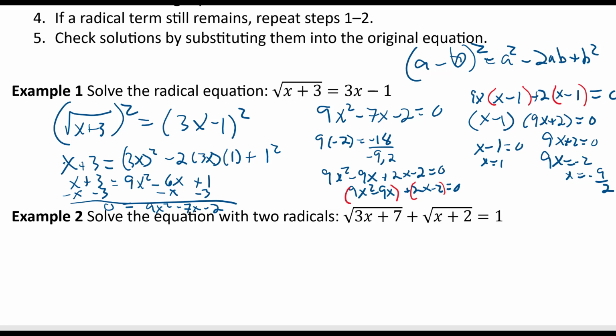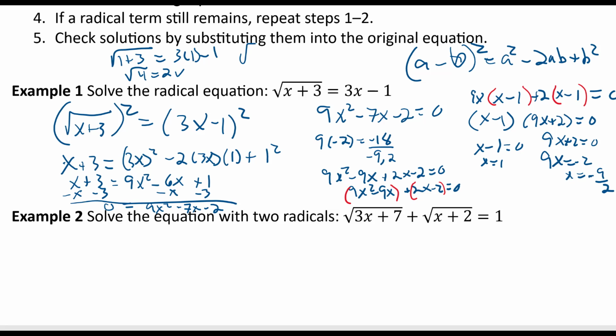Now if we plug these back into the original, if I put 1 in there, I have the square root of 1 plus 3, is that equal to 3 times 1 minus 1? So the square root of 4 is equal to 2. That works. How about negative 9 halves?